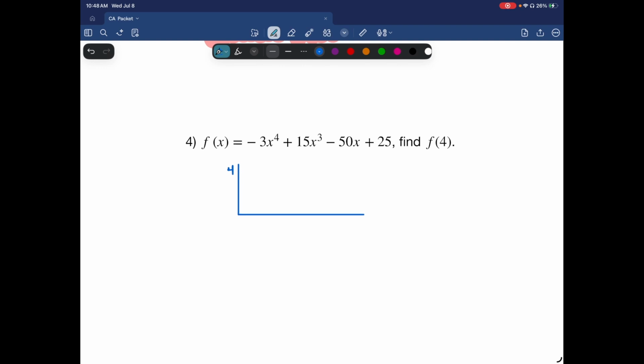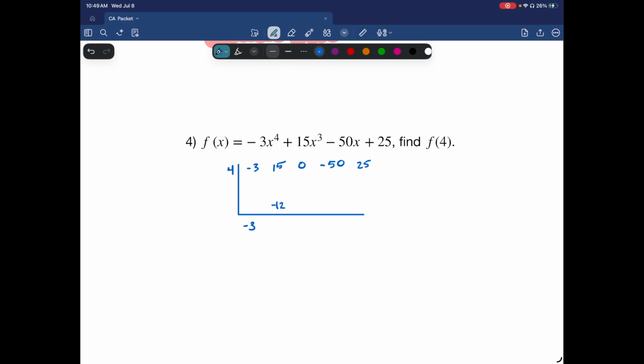All right, I have x to the 4th as my highest power, so I should have an x cubed and an x squared, which I don't, so I need to include that, x, and a constant term. So it's going to be negative 3, 15. I don't have an x squared, so I put 0, negative 50, and 25. Bring the negative 3 down and get started.